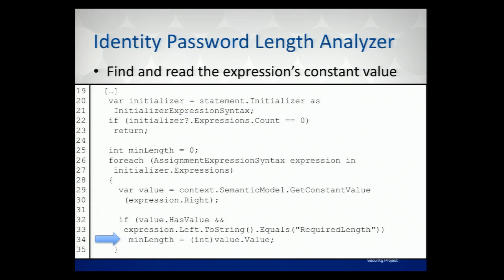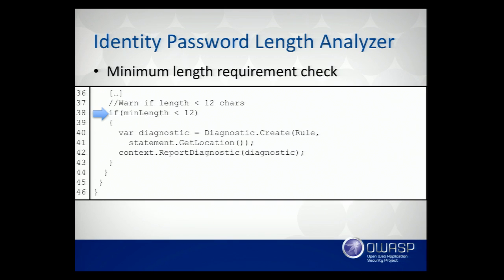And then we can grab its value. So now we have whatever number the property was set to, which in this case was 6. We do a simple compare: if the min length is less than 12, which is just a floating number I threw in there. Obviously hard coding that is not a good thing.